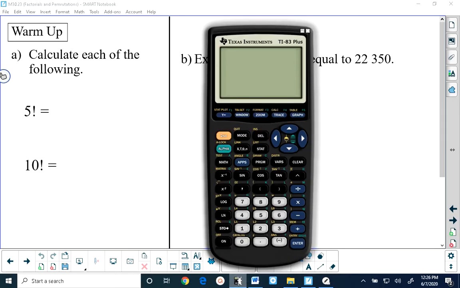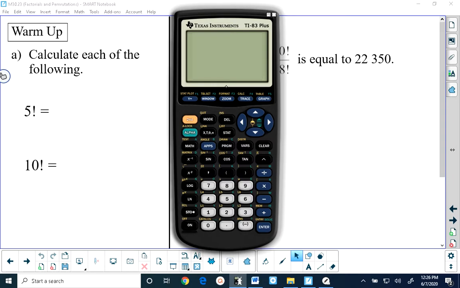What is 5 factorial? Well, again, I've shown you how to do this. You don't need to enter 5 times 4 times 3 times 2 times 1. What you can do is enter 5, go to your math menu and scroll over to your probability submenu and choose option 4, and 5 factorial is 120. When you calculate 10 factorial, you get 3,628,800.